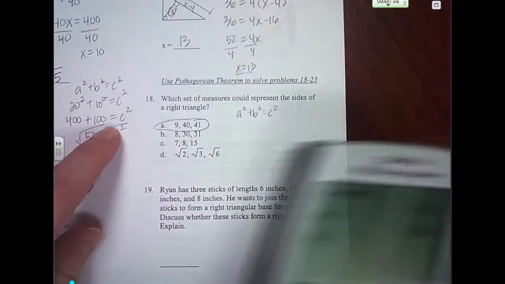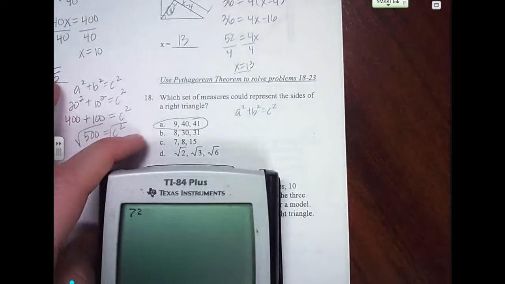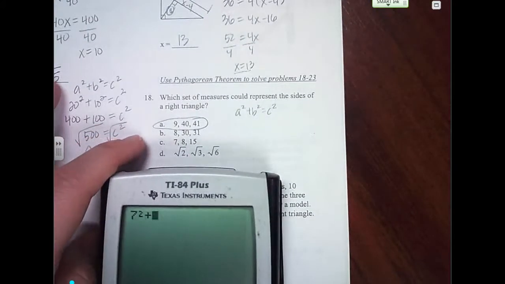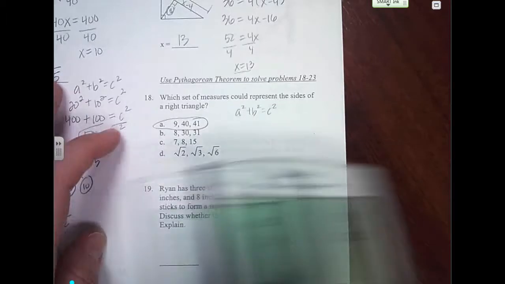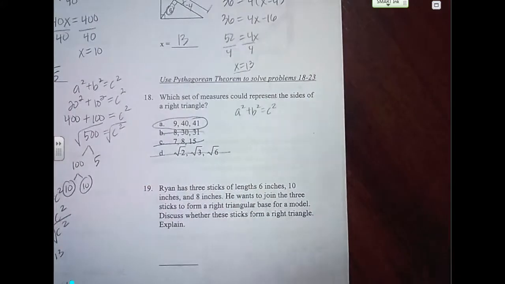Okay, so if you wanted to check another one, like I'll check C, 7 squared plus 8 squared, and then I would check 15 squared, and that doesn't match, so that doesn't work. Okay, so you could check these other ones, but they won't work either.